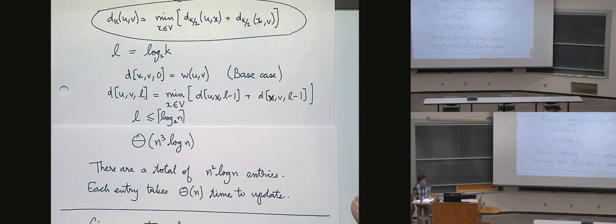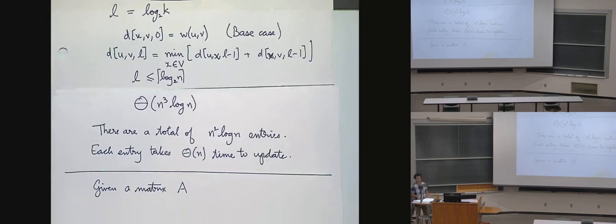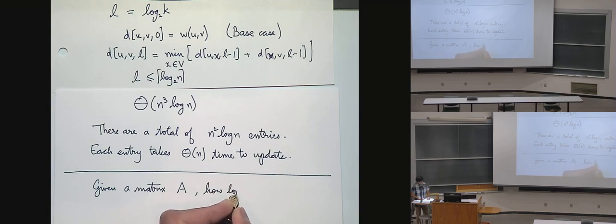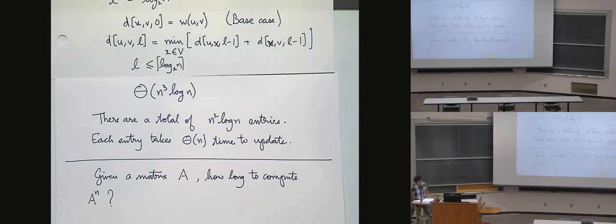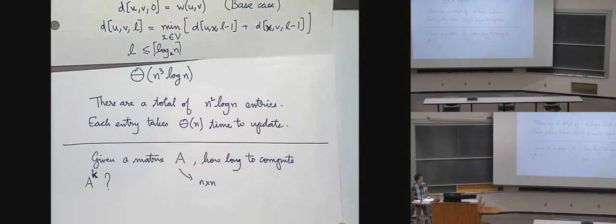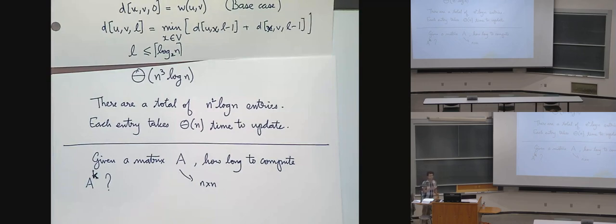Given a matrix A, how long does it take to compute A to the n, or let me call it A to the k? Think of A as some n times n matrix, and forget about fancy things like Strassen. What is the most obvious thing to do?